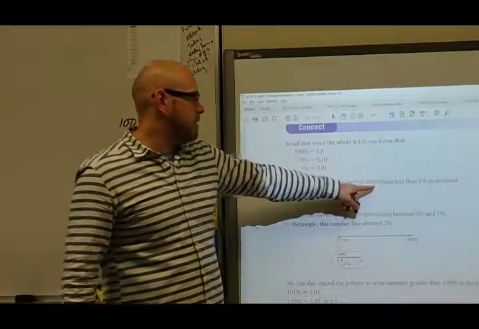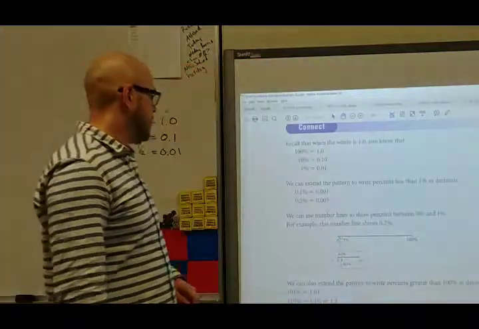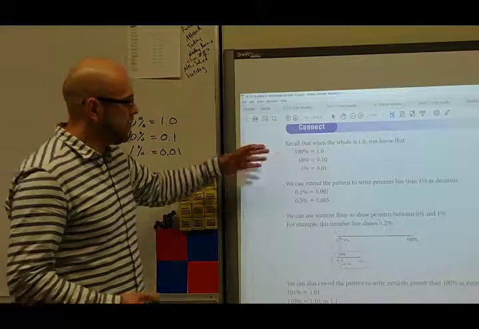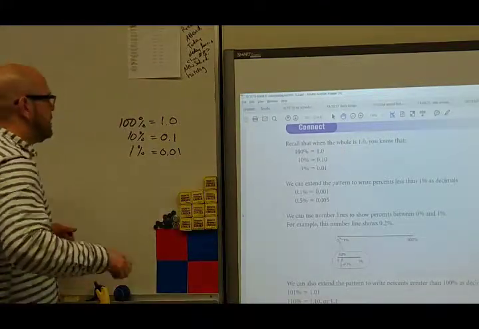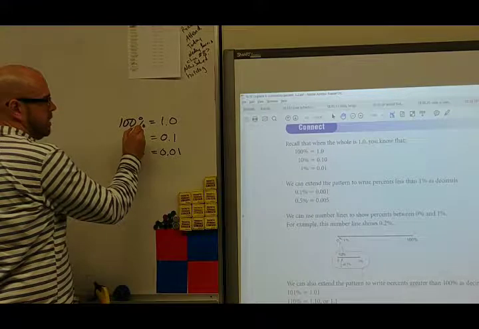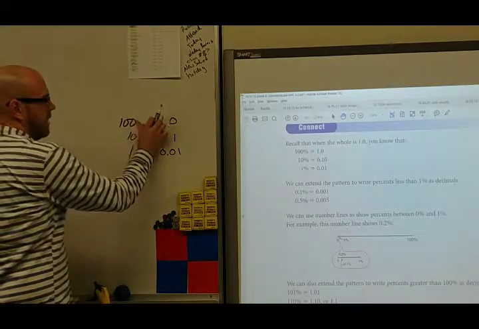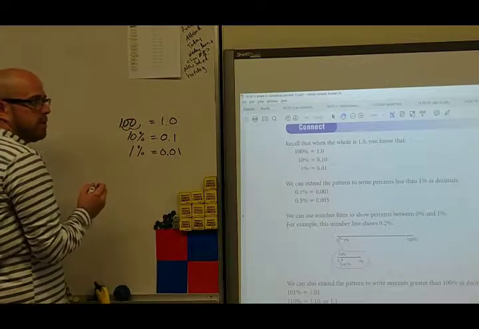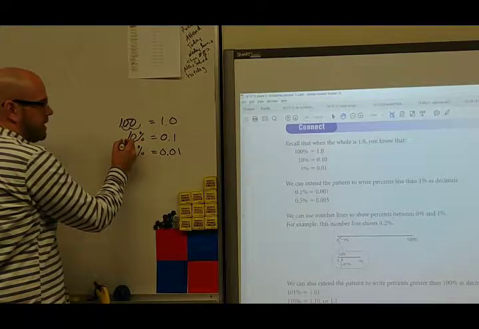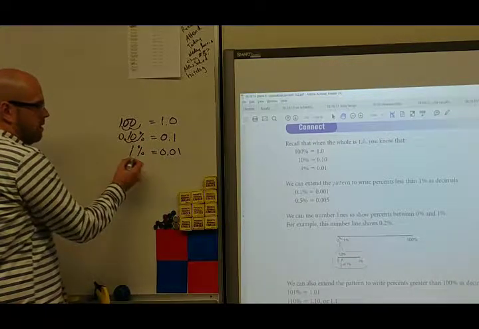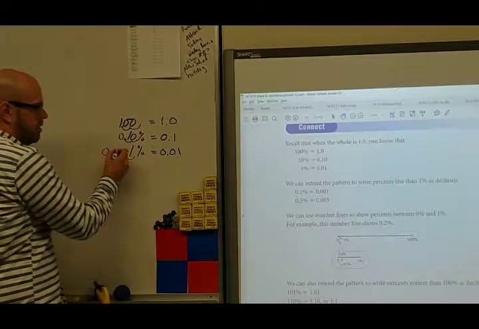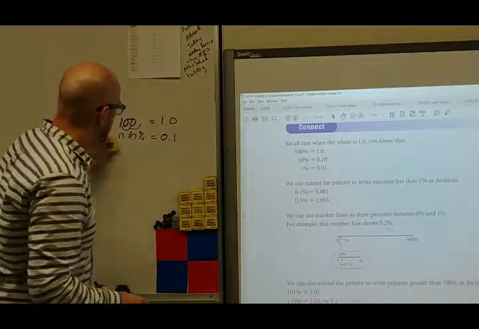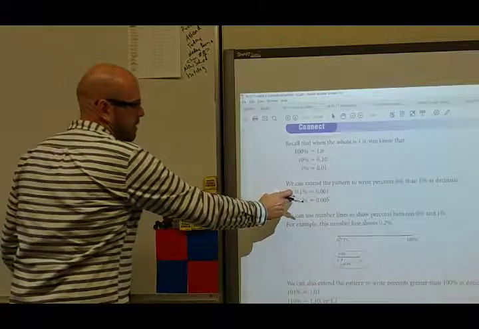We can extend the pattern to write percents less than 1% as decimals. So it says extend the pattern. This is the pattern that we're seeing. I looked at this initially and thought, well, what pattern do you mean? It means this. The pattern is the decimal is going 2 places to the left. So 100% is 1.00, or 1.0. 10%, 2 decimal places, is 0.1. 1%, 2 decimal places, 0.01. So if we're going to extend that pattern, all we need to do is this. It says 0.1%.